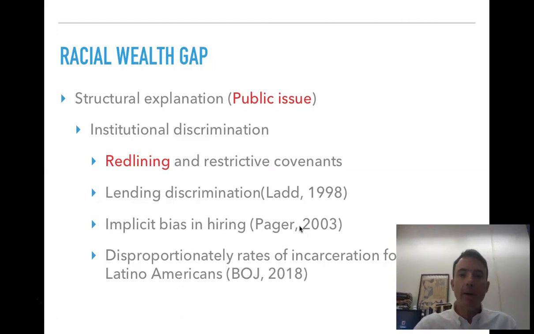So what we did here was look at the racial wealth gap through a structural lens. We essentially took into account aspects of social context and historical context in order to understand the disparity in wealth and poverty that we see today.